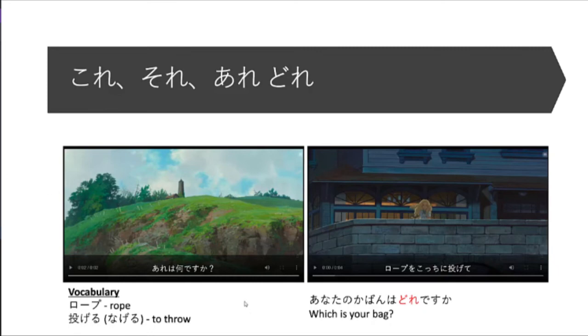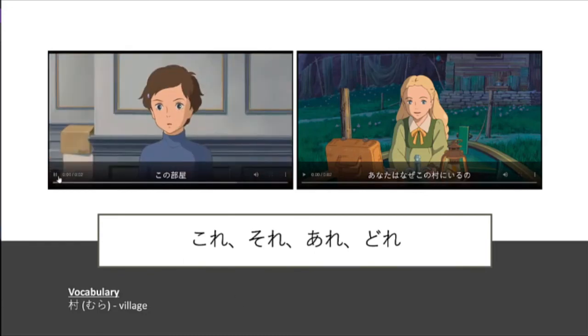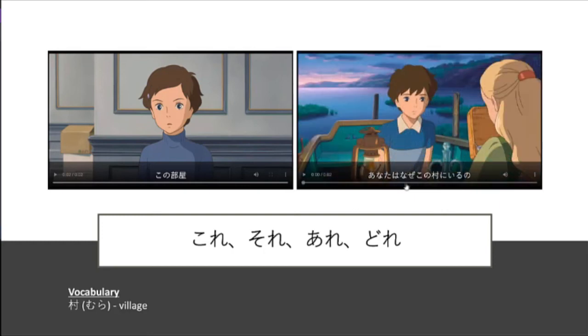So we're gonna move into the next one. We're gonna just speed through this. この部屋. Self-explanatory. This room, この部屋. あなたはなぜこの村にいるの? So you go back to that sentence. あなたはなぜこの村? This village.